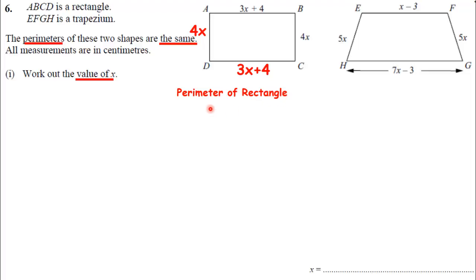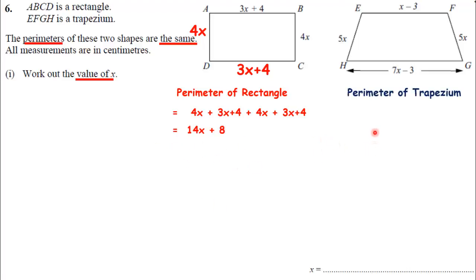For the perimeter of the rectangle, I need to add up all four of those expressions. So in other words, 3x plus 4, 4x, 3x plus 4, and 4x, and I've written them out here. Add up the x's: 4x plus 3x is 7x, 4x plus 3x is 7x, two lots of 7x is 14x, and 4 plus 4 is 8. So take your time as you go through those and make sure you get that total answer.